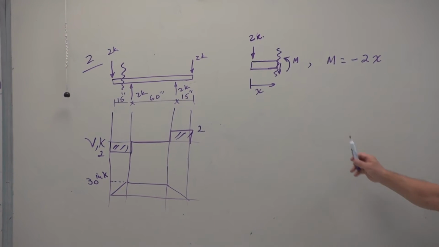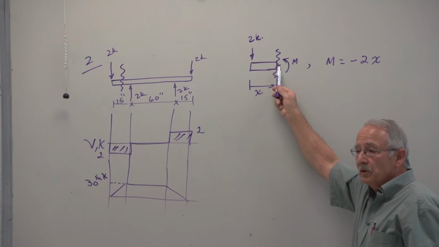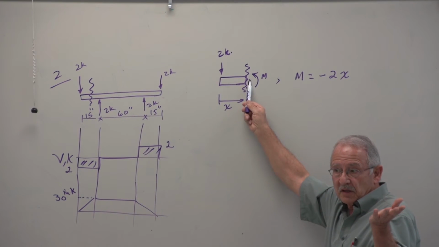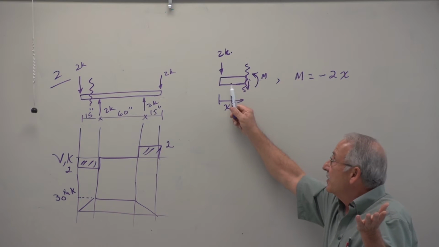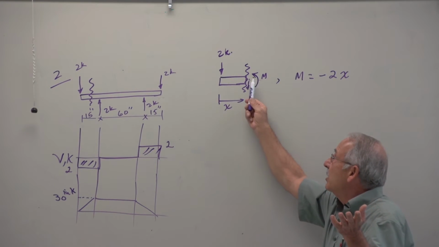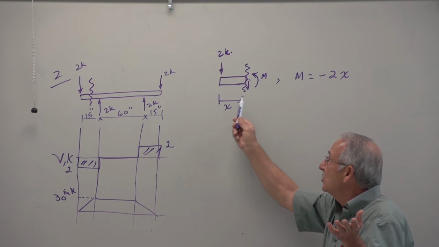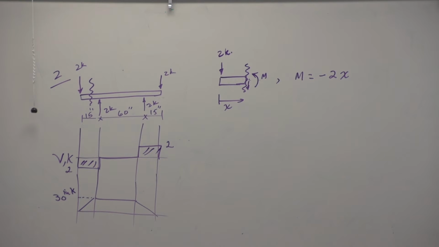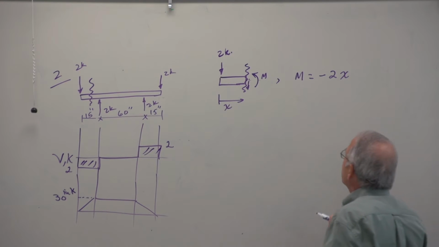All you need to do is take moments about this point. Let's say counterclockwise positive, positive M. This has a moment of 2 times x, also positive. So M plus 2x equals 0, so M equals minus 2x. Everybody okay with this? This is what you should be able to do relatively quickly.